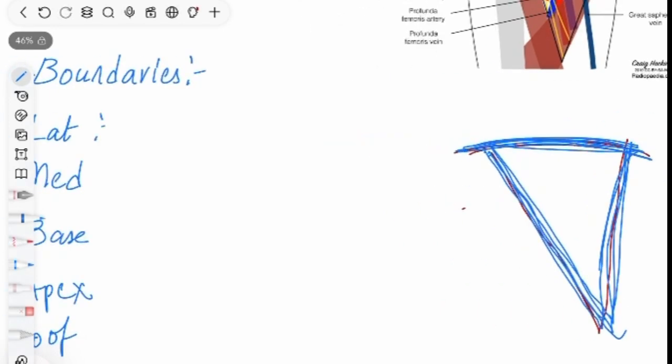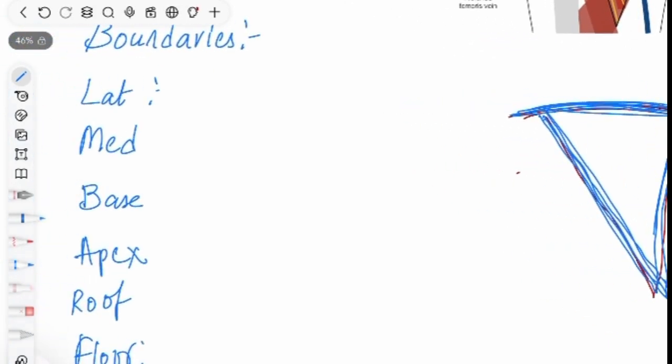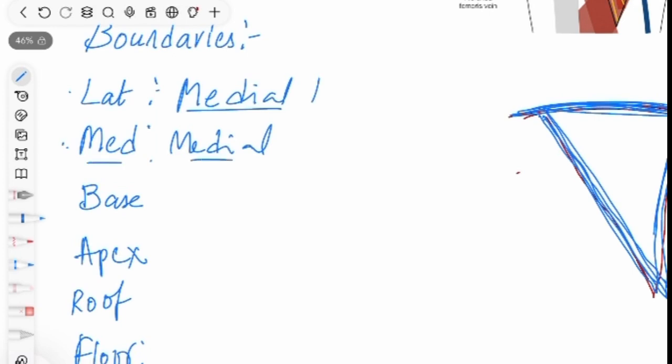So coming to the boundaries, how is it bounded? For the lateral part and the medial part, for easy remembrance, you can remember that both are medial parts. So lateral is formed by the medial border of sartorius, and medial is formed by the medial border of adductor longus.